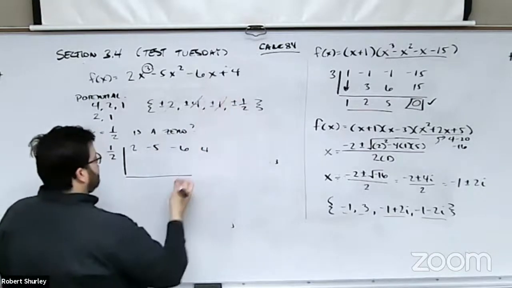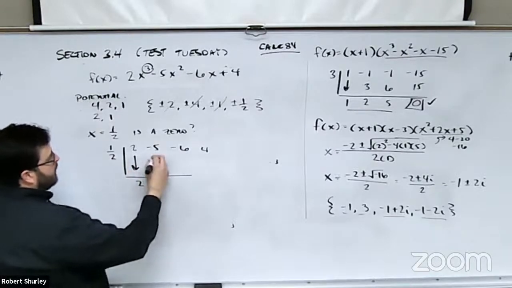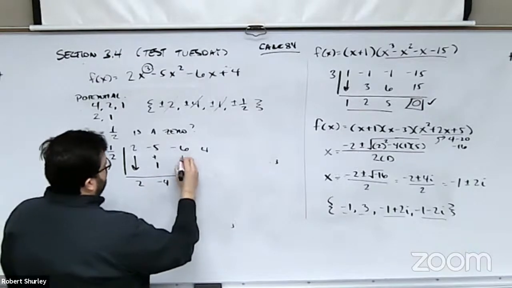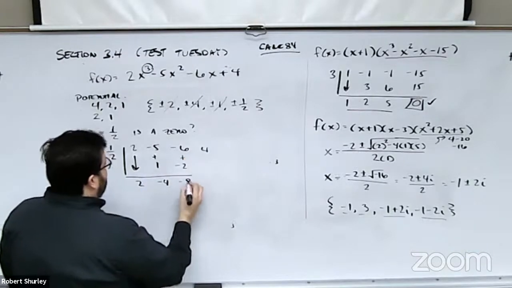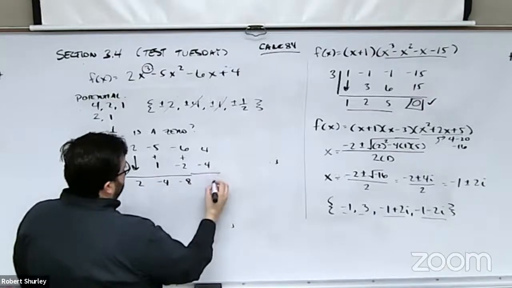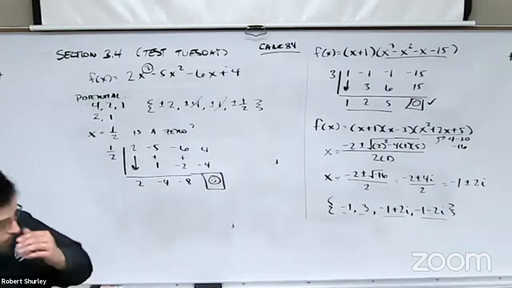3, 2, 1, 0. No. Bring down the 2. 2 times 1/2 is just 1. Add that, you get -4. -4 times 1/2 is just -2. Add that, you get a -8. -8 times 1/2 is just -4. Hey, we were right. This winds up being a 0.